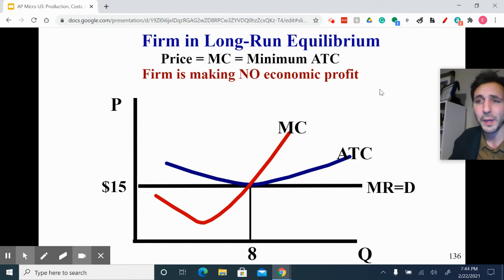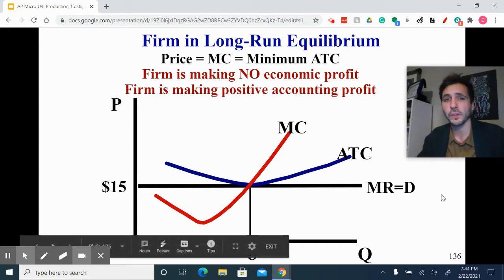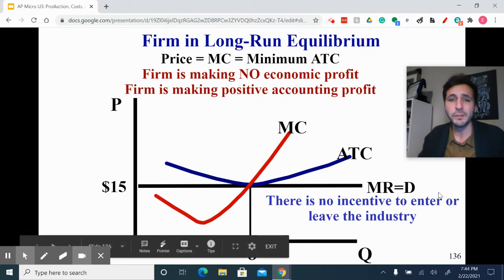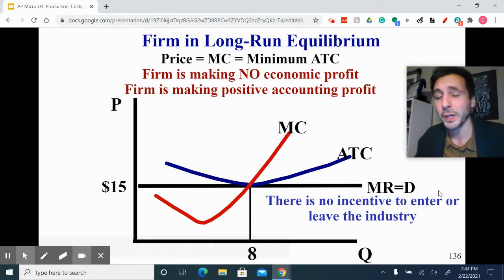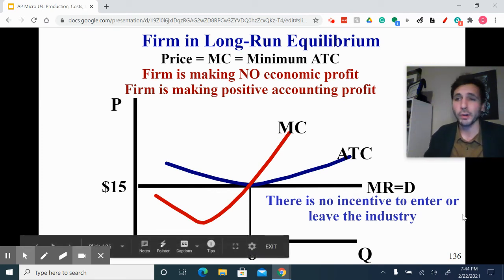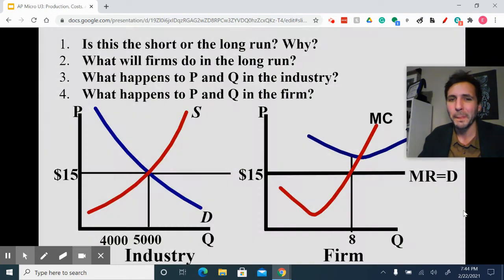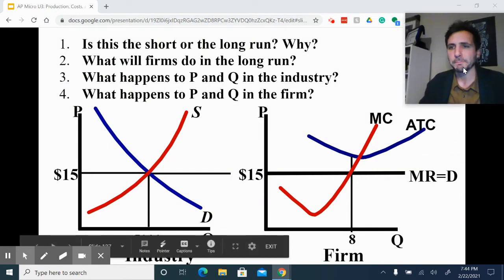Notice the firm is making no economic profit. That's just a reiteration of all the things we just said, but they are making a positive accounting profit. If you didn't write that down all the times I said it, you should pause the video and write it down now. And there's no incentive to enter or leave the market, so we will stay here in this equilibrium forevermore until acted upon by an outside force, per Sir Isaac Newton, if he studied economics. So that right there is your total revenue. That is also your total cost. They're equal.